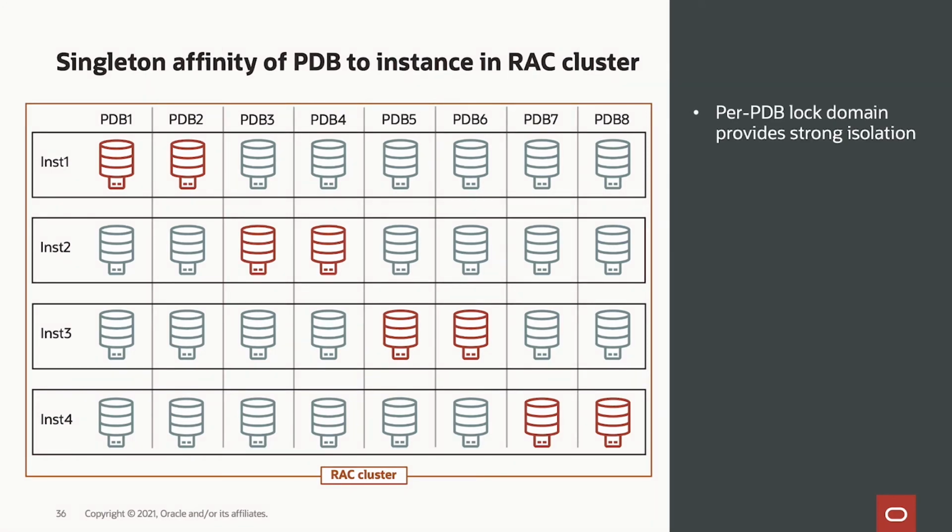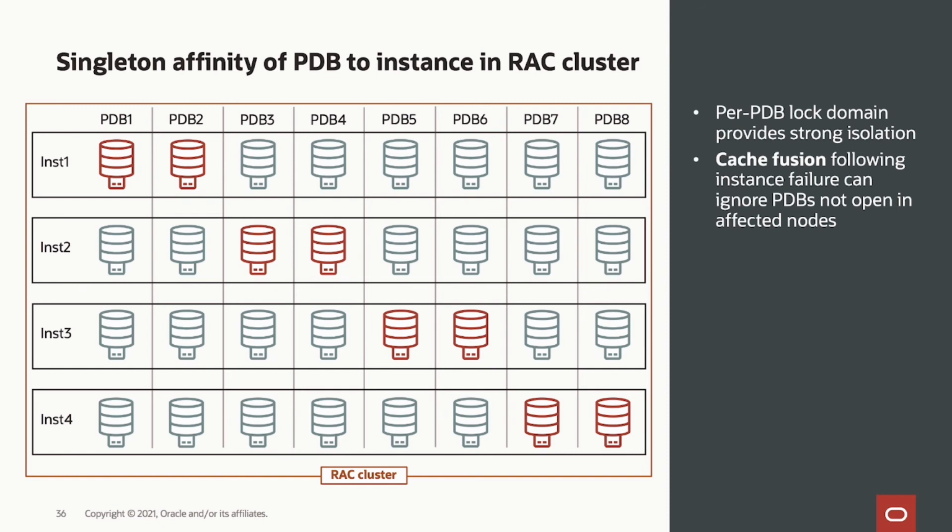The tight integration of multitenant with RAC includes a capability known as a per PDB lock domain. This provides strong isolation of a PDB's data and locks to the node or nodes in which it's open. So, as is shown here, with PDBs 1 and 2 affinitized to node 1, PDBs 3 and 4 to node 2, 5 and 6 to node 3, and 7 and 8 to node 4, we know, for example, that only the SGA of node 1 has any data or locks to do with PDBs 1 and 2. Therefore, we know that in the event of a node failure, Cache Fusion need not consider any data or locks for PDBs not open in that node. The benefit is twofold. The affected PDBs recover faster on the surviving node, and the brownout experienced in other PDBs in surviving nodes is significantly shorter.